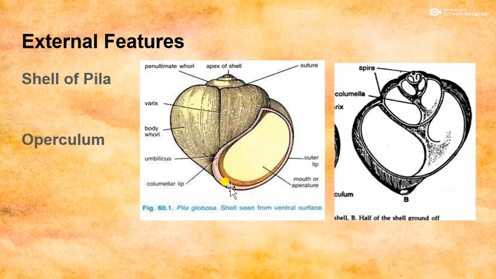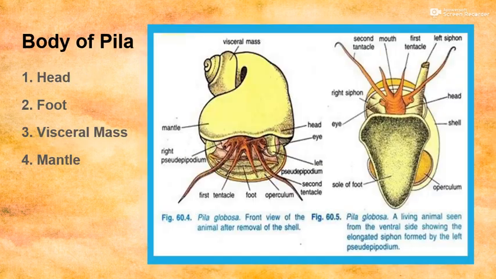Now we see the body of Pila. The body of Pila consists of head, foot, visceral mass, and mantle. In an expanded animal, the head and the foot come out of the shell mouth. Look at this, this head and foot come out from the shell.